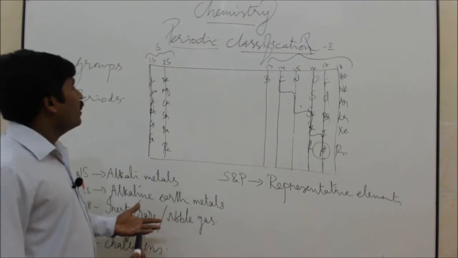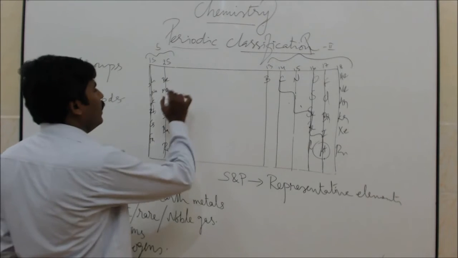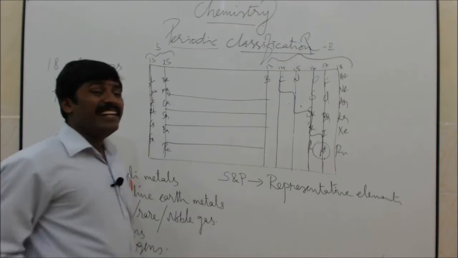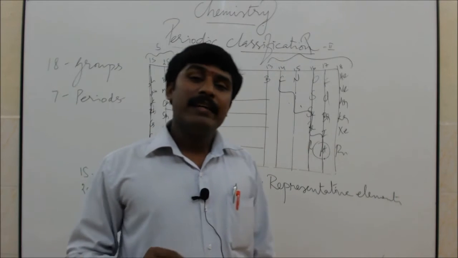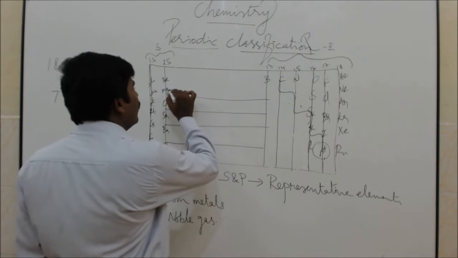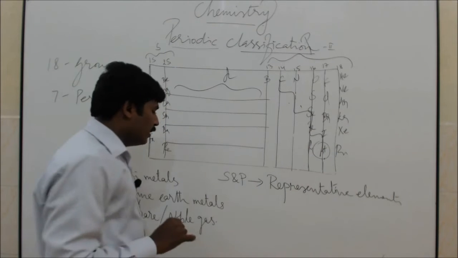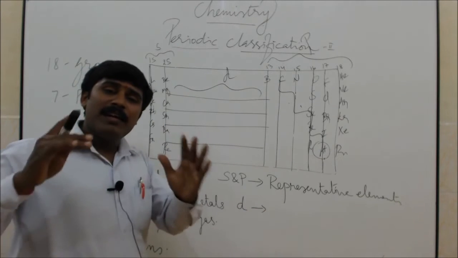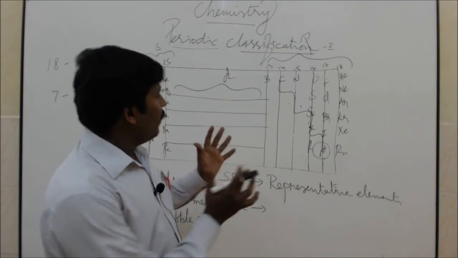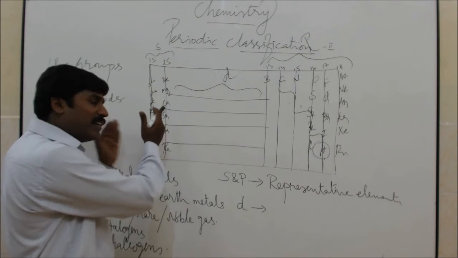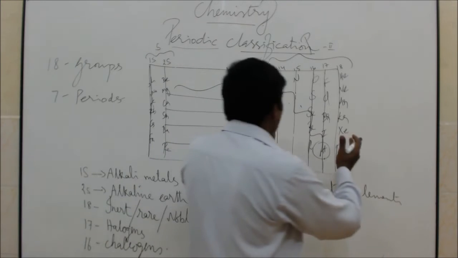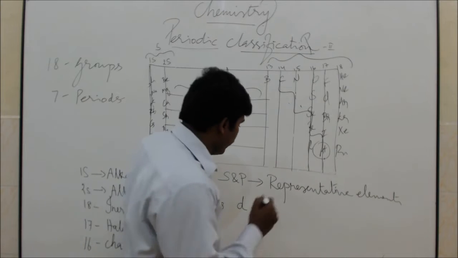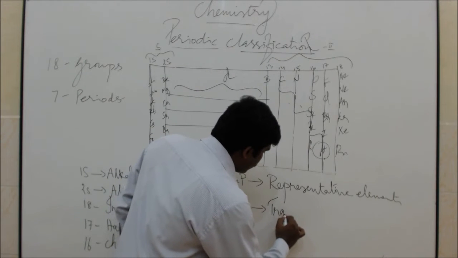Okay. Then what about d block elements? In between, 4 periods are there. Each period contains 10 elements. That is called d block element. What is another name of d block elements? These d block elements occupy the place in between the highly electropositive metals like s block elements and least electropositive metals like p block elements, so that we can call them transition elements.